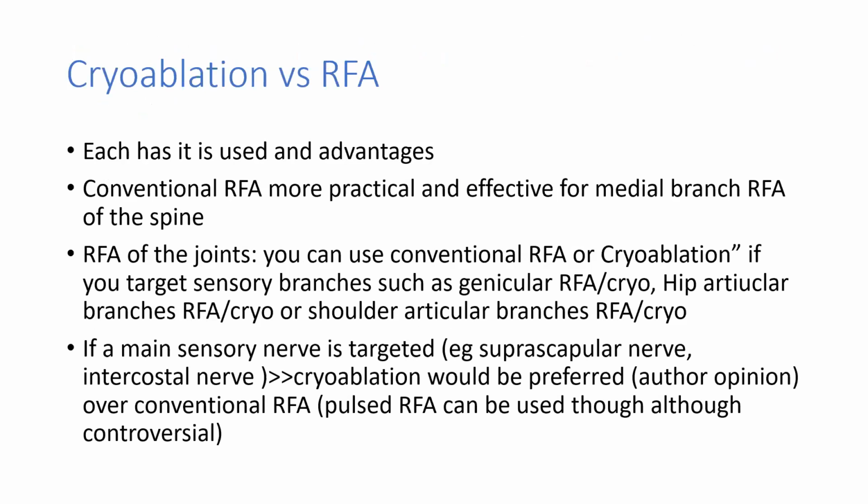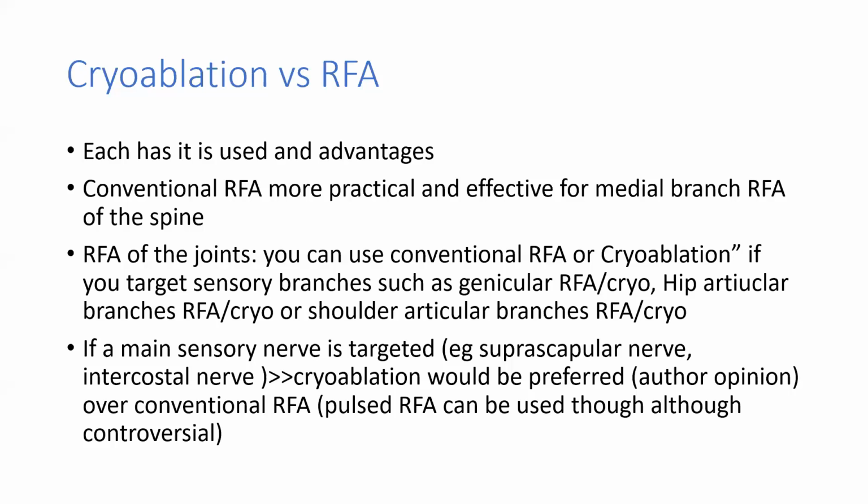You can use cooled RF if you need bigger lesions, or other types like the Nimbus. There are different systems that you can use to have a bigger lesion. You can also choose to use cryoablation for the hip articular branches, the shoulders. I can use either RFA or cryo depending on what we have and what's practically available, and also cost effectiveness plays a role in that.